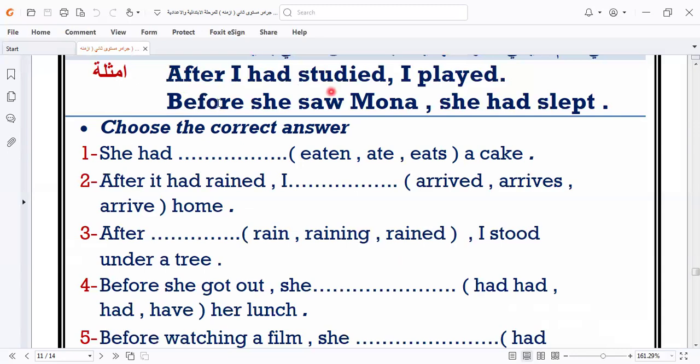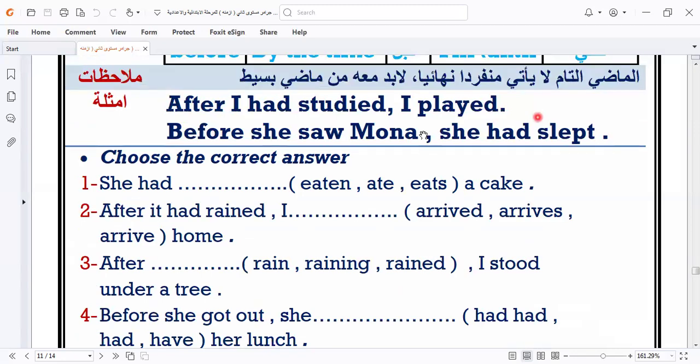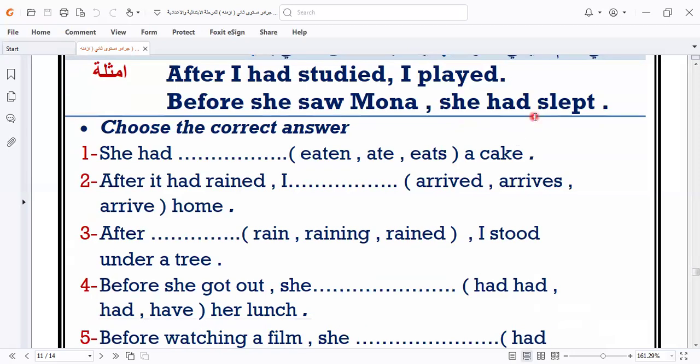With before, it is the opposite. We have the inverse here. Before, the first part will be in the past simple tense, and the second part will be in the past perfect tense, like this. So after is followed by had plus the past participle of the verb, and the other part will be in the past simple tense. With before, we invert: the past simple tense in the first part of the sentence, and the second part in the past perfect tense, like this.